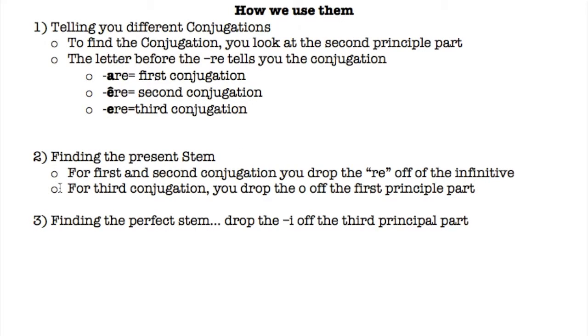First, we can tell conjugations and find stems. We can find the present stem, or we can find the perfect stem. With the perfect stem, we're not going to use it right away, but in a few weeks, we're going to be using it all the time. Remember, conjugations are just groups of verbs that change in the same way. Just like nouns have declensions, verbs have conjugations.